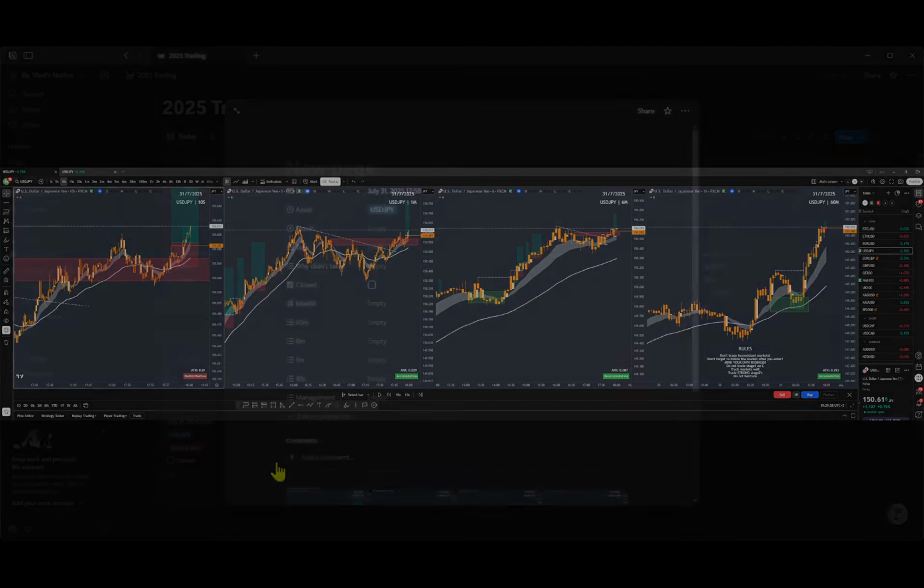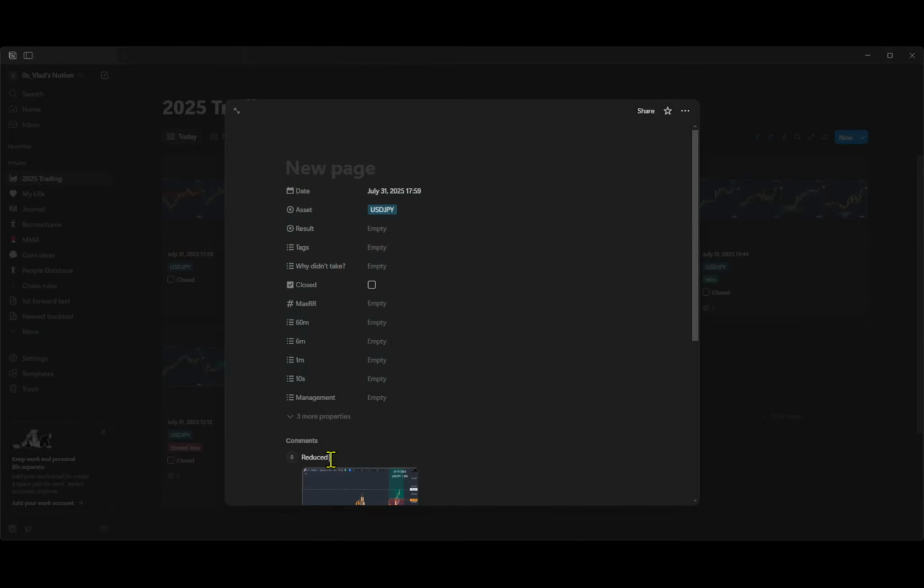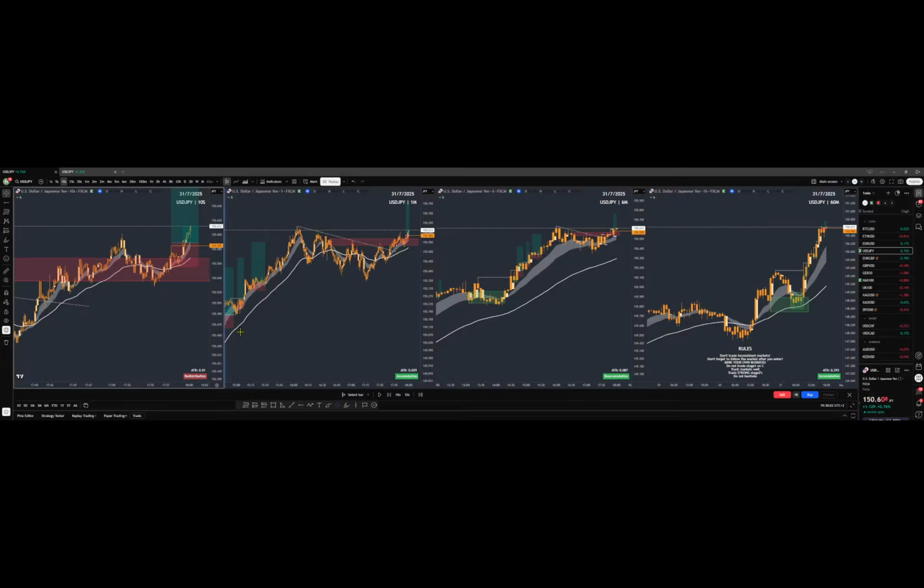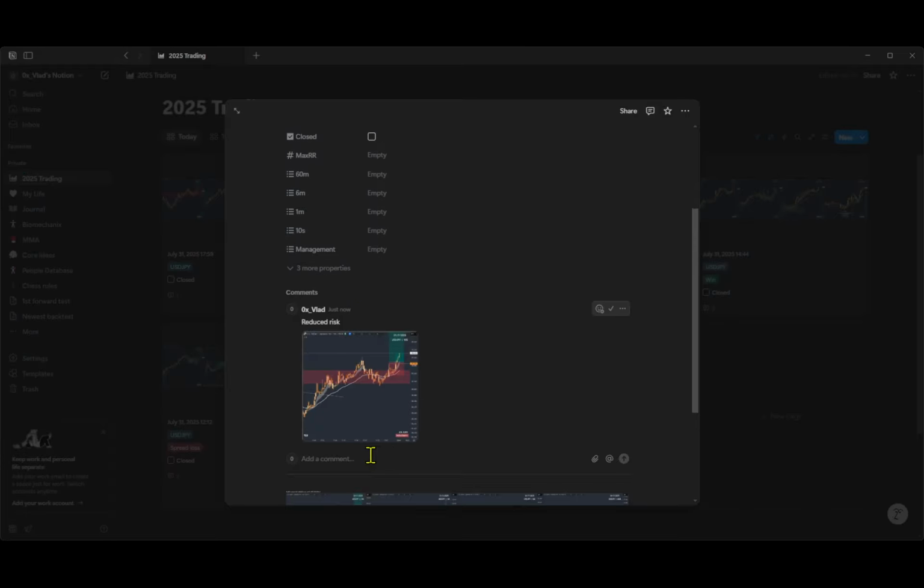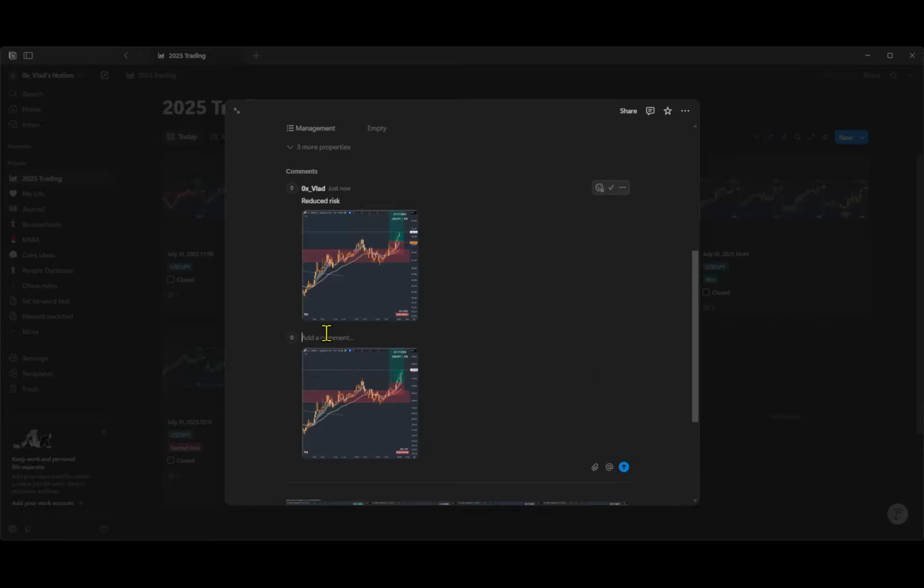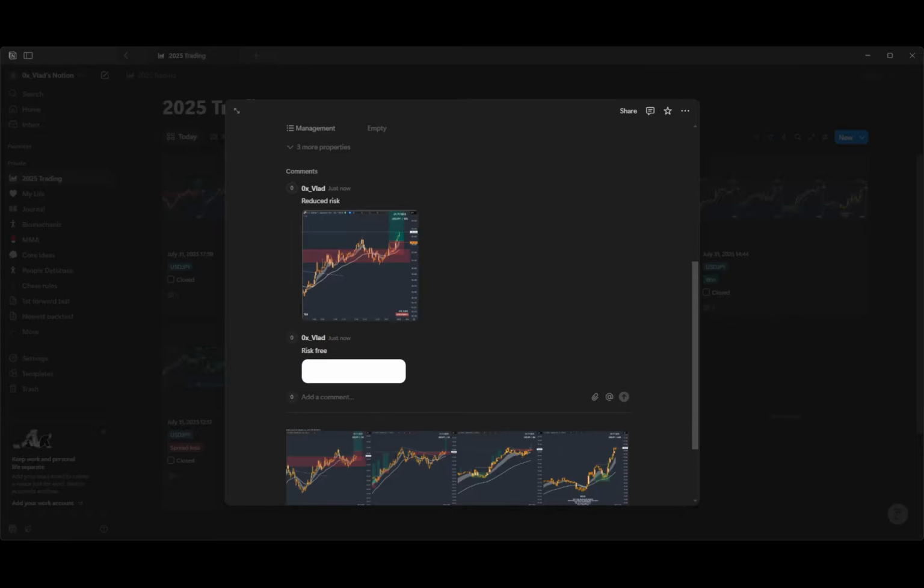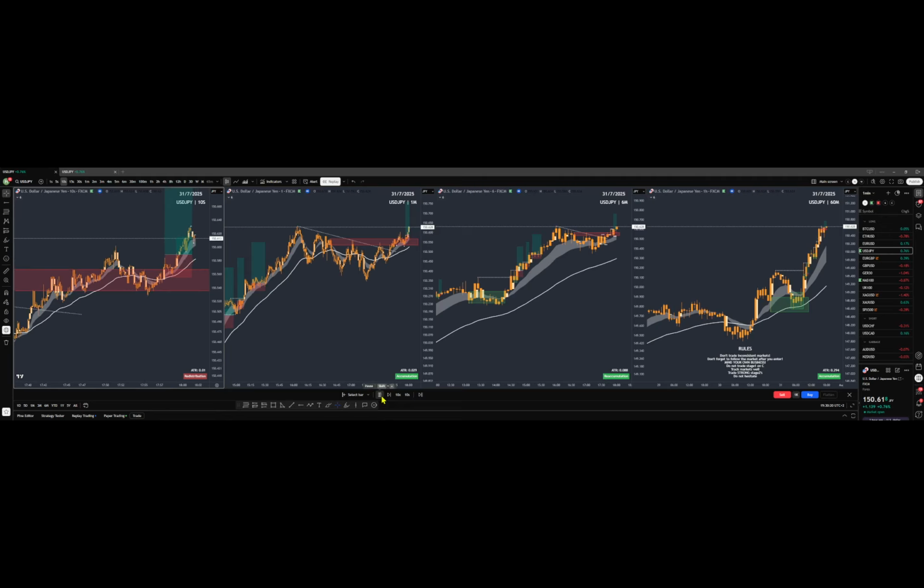Boom. Reduced risk to orange line, of course. And now I want to see, okay, can we break that high? Yes, we can. Very nice. And we are completely risk-free here. Risk-free. And we ride in.